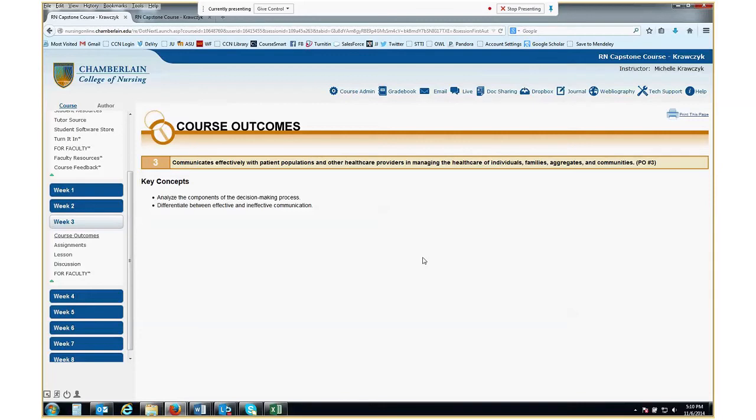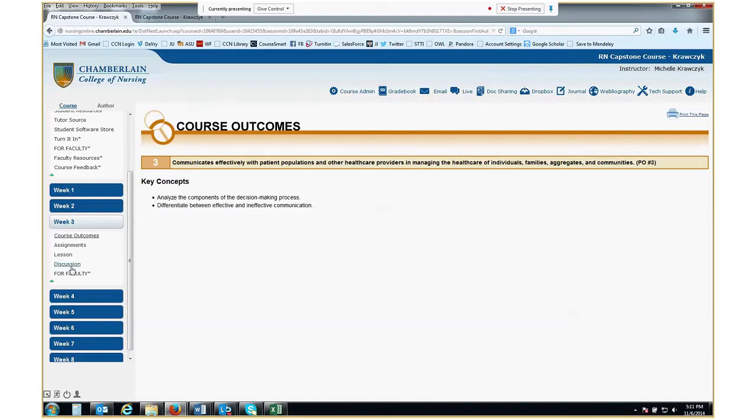While you don't have any milestones due this week, you do need to start working on your milestone 2 that's due in week 4, because it is a big project. This week's course outcomes are to communicate effectively with patient populations and other healthcare providers in managing the healthcare of individuals, families, aggregates, and communities.